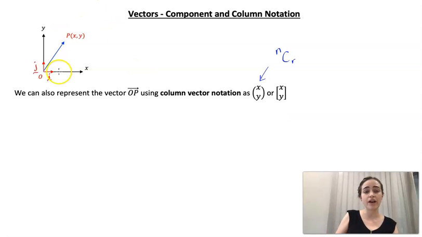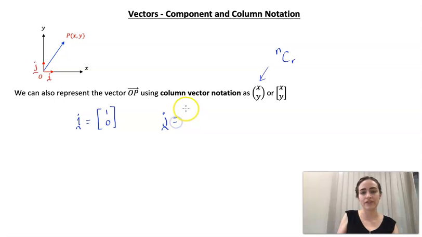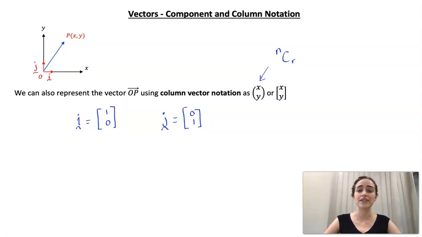If we were to describe our basis vectors in column notation, our vector i would be written as [1, 0], because the x coordinate of the arrowhead is 1 and the y coordinate is 0. And our j vector, our other basis vector, would have column vector notation of [0, 1]. So that's an introduction to looking at vectors in component form and column notation rather than just looking at them geometrically.